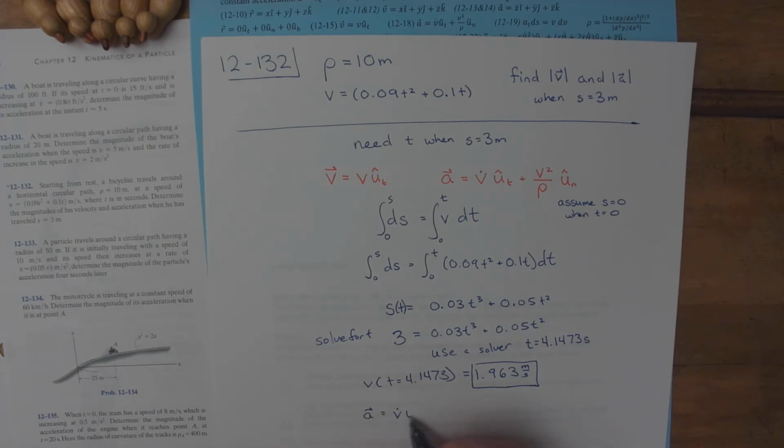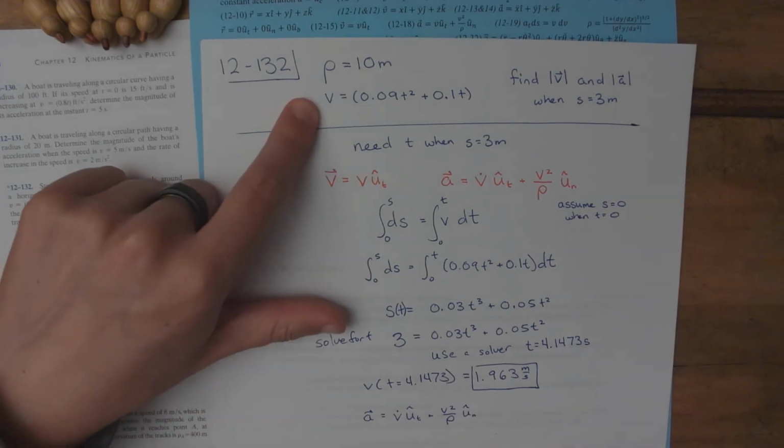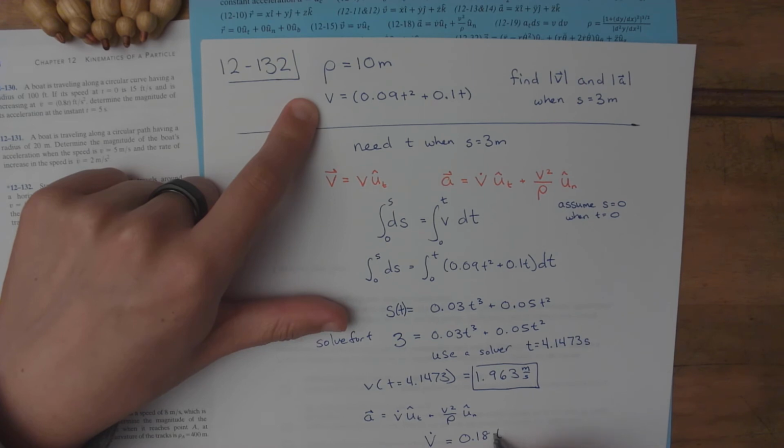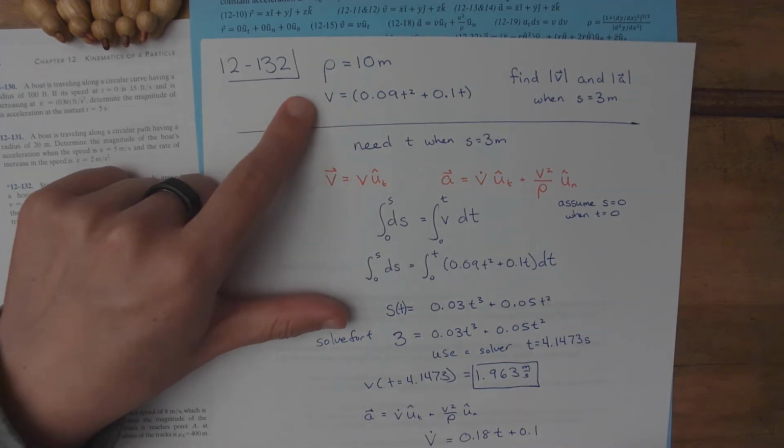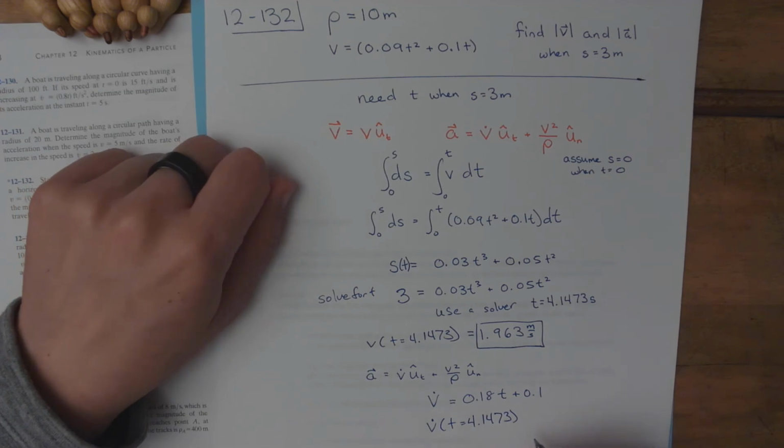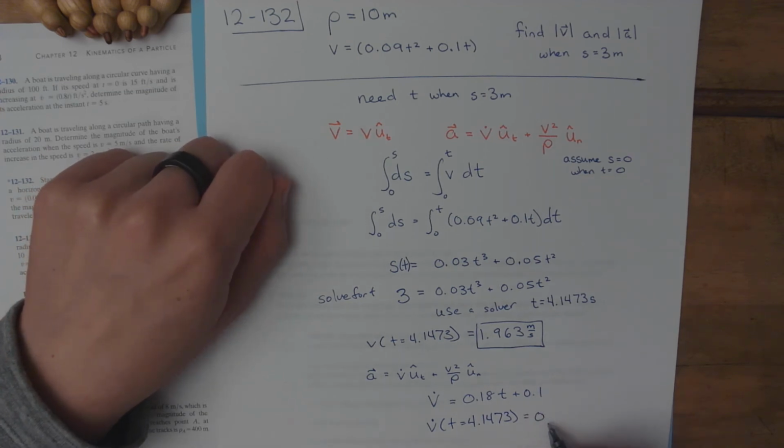Acceleration is equal to v dot in the tangential direction plus v squared over rho in the normal direction. So we're going to take a time derivative of our equation here to get v dot. So that is 0.18 t plus 0.1. And then we need v dot when t is equal to 4.1473. And again, you can plug that in on your own, and you should get 0.8465 meters per second squared.